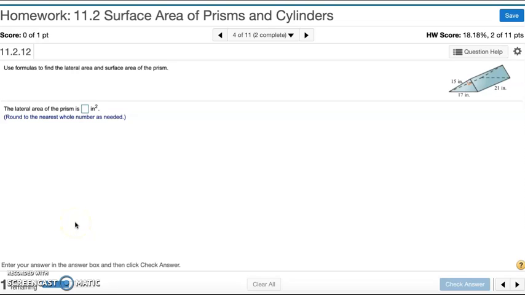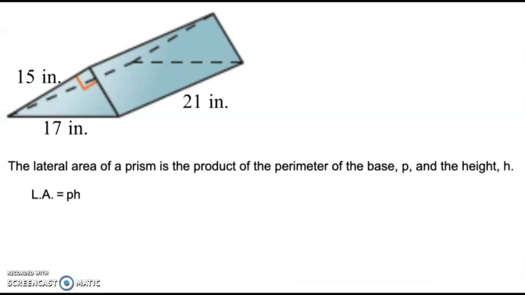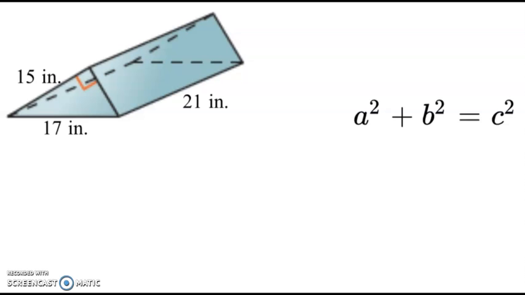Number 4. Use formulas to find the lateral area and surface area of the prism. So let's do that. The lateral area of a prism is the product of the perimeter of the base, P, and the height. Finding the perimeter of the base first, the base is a triangle, and we need to find the length of the third side in order to find the perimeter.